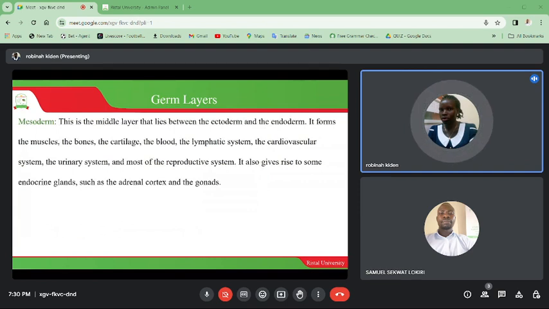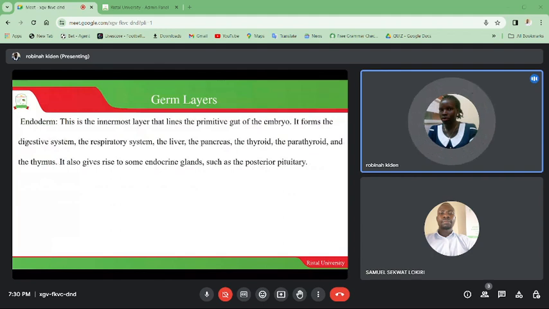Then we have the mesoderm: the bones, the cartilage, the blood, the lymphatic system, the cardiovascular system, the urinary system, and most of the reproductive system. It also gives rise to some endocrine glands such as the adrenal cortex and the gonads.